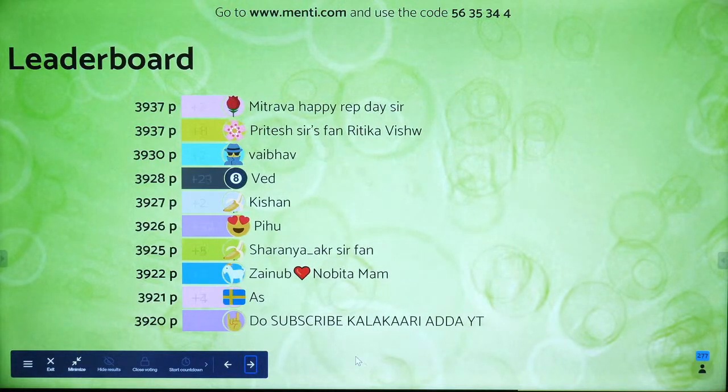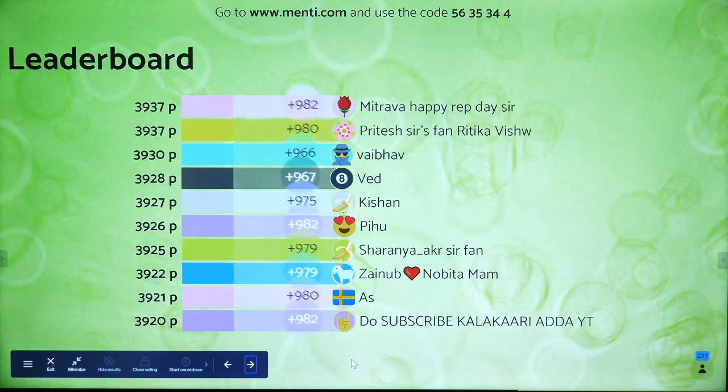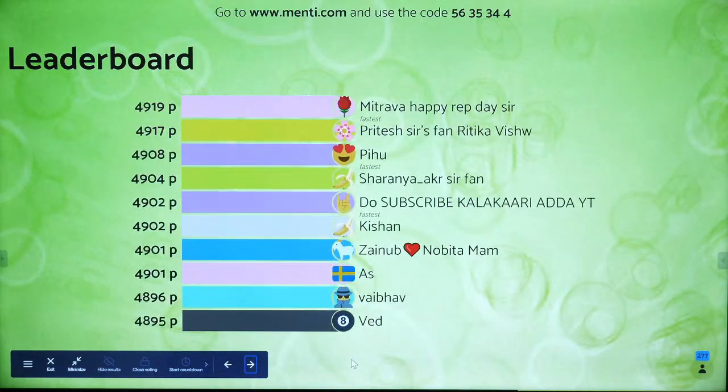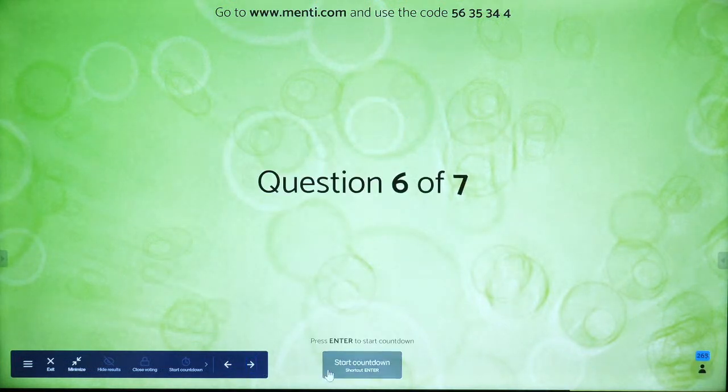Moving on to the leaderboard, we have got Mitrava, Ritika, Vaibhav, Ved, Kishan, Pihu, Sharanya, Zainab, Az and Kalakari Ada. Mitrava, Pihu and Kalakari Ada, you guys are the fastest. And Mitrava is leading the leaderboard, whereas we have got a tie between Kalakari Ada and Kishan and Zainab and AS. That's great. So guys, moving on to question number 6.